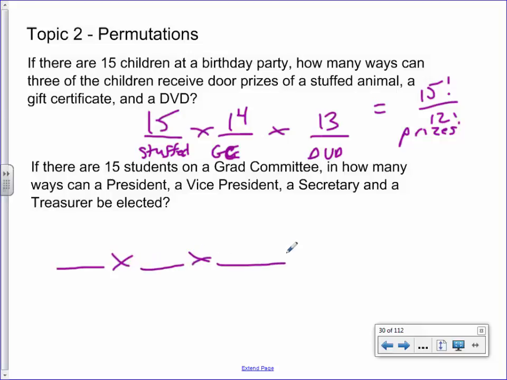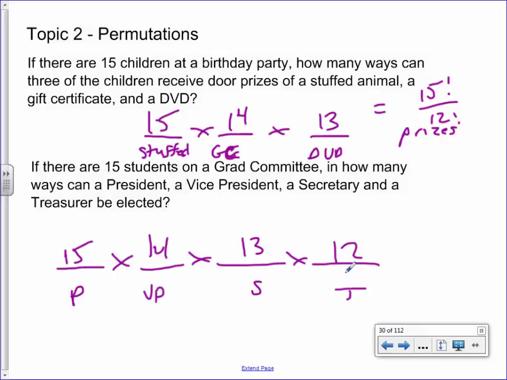There are 4 different jobs. There's president, vice president, secretary, and treasurer. How many kids could be president? 1. Okay, 1 can be president. Well, the kid who's president can't be vice president, right? So then 14 kids could be vice president, and then 13 kids could be secretary, and 12 kids could be treasurer. Does that make sense?